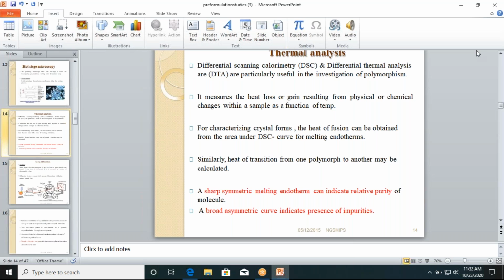When you get a curve after this thermal analysis, a sharp symmetric melting endotherm will indicate the relative purity of the molecule. But when you get a broad asymmetric curve, that will indicate the presence of impurity. So this is very important. A sharp symmetric melting curve indicates the relative purity of the drug, but a broad asymmetric curve indicates the presence of impurity within the compound.